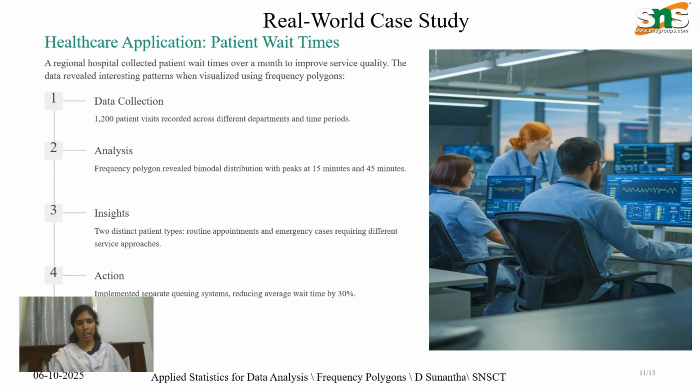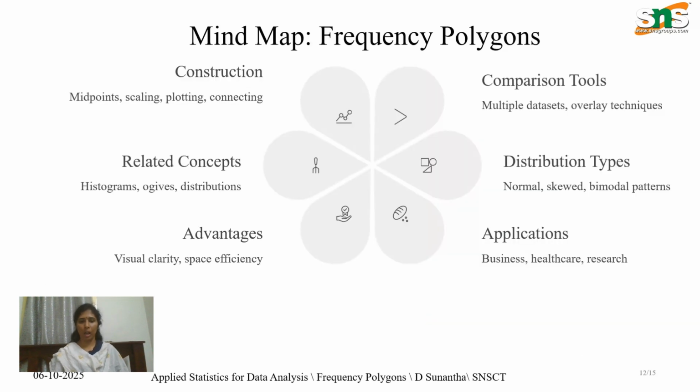So the first one is data collection. There were 1,200 patient visits recorded across different departments and time periods. Next is analysis. The frequency polygon revealed a bimodal distribution with peaks at 15 minutes and 45 minutes. Next is insights: two distinct patient types, routine appointments and emergency cases, requiring different service approaches. Next is action, which implemented a separate queuing system, reducing average wait time by 30%.